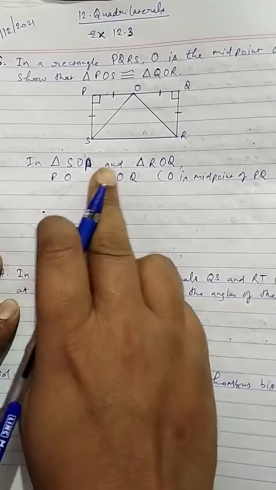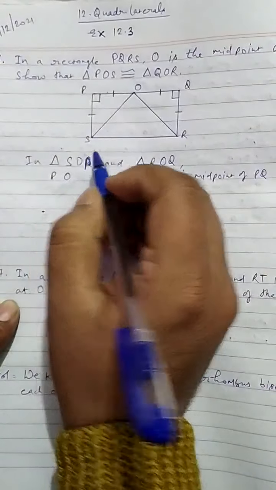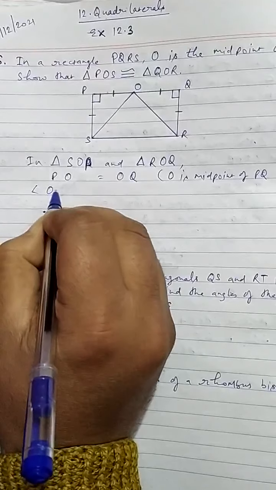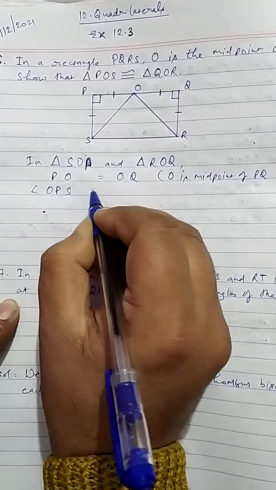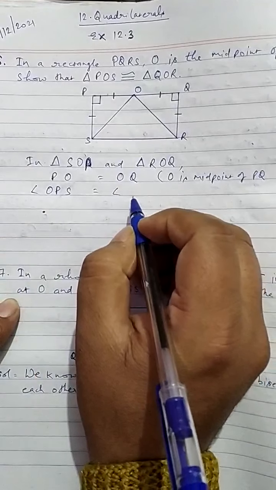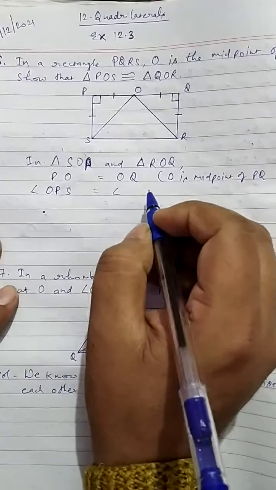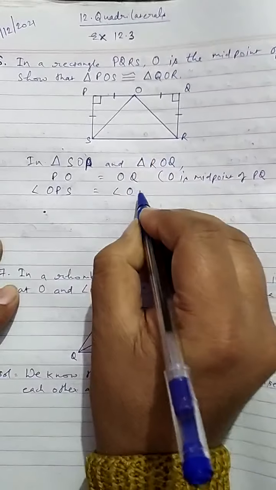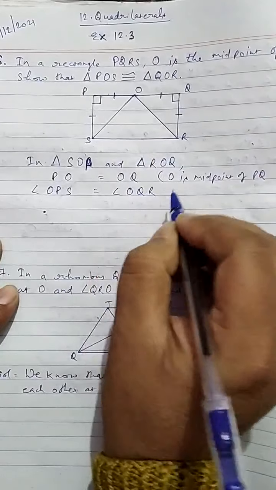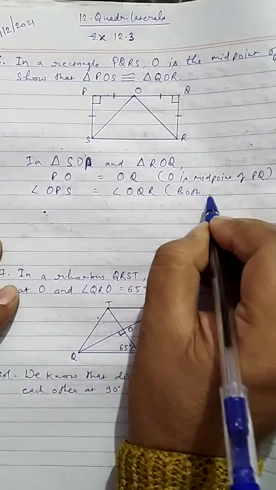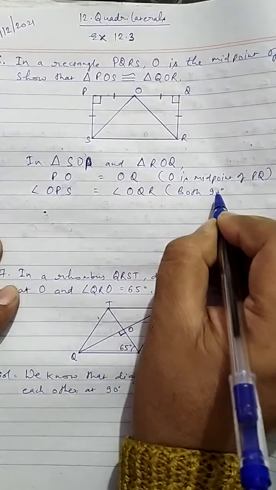Second thing, angle OPS equals angle RQO, or OQR. We will write the reason here: both 90 degrees.